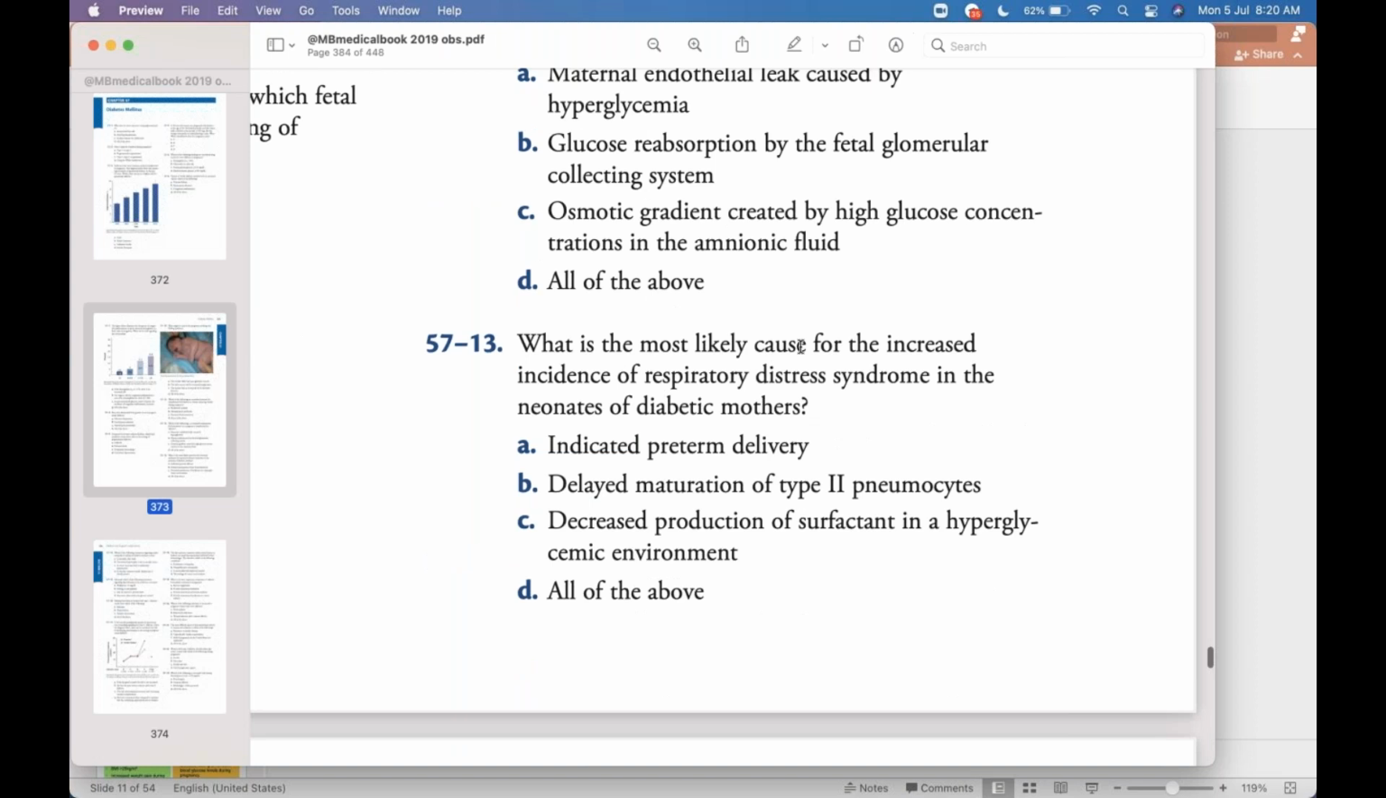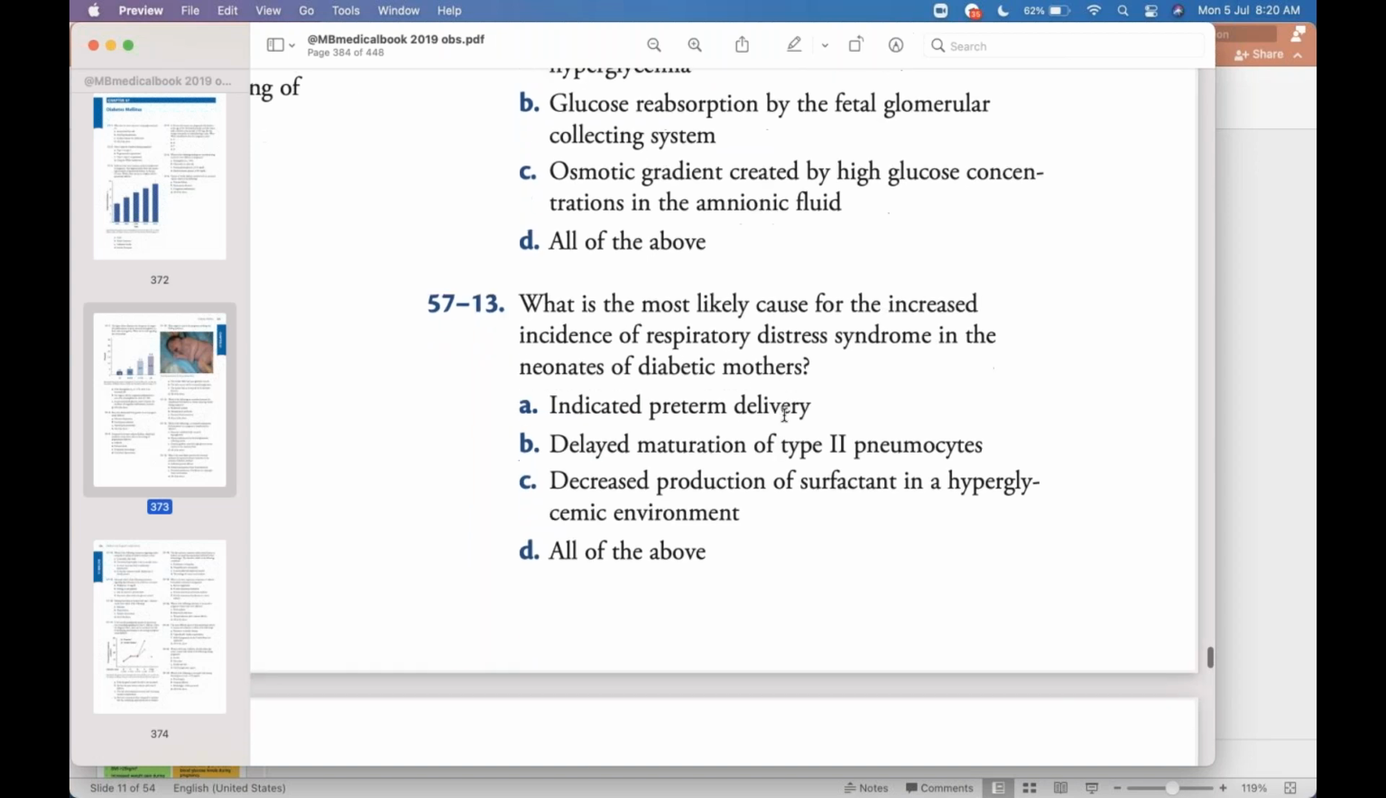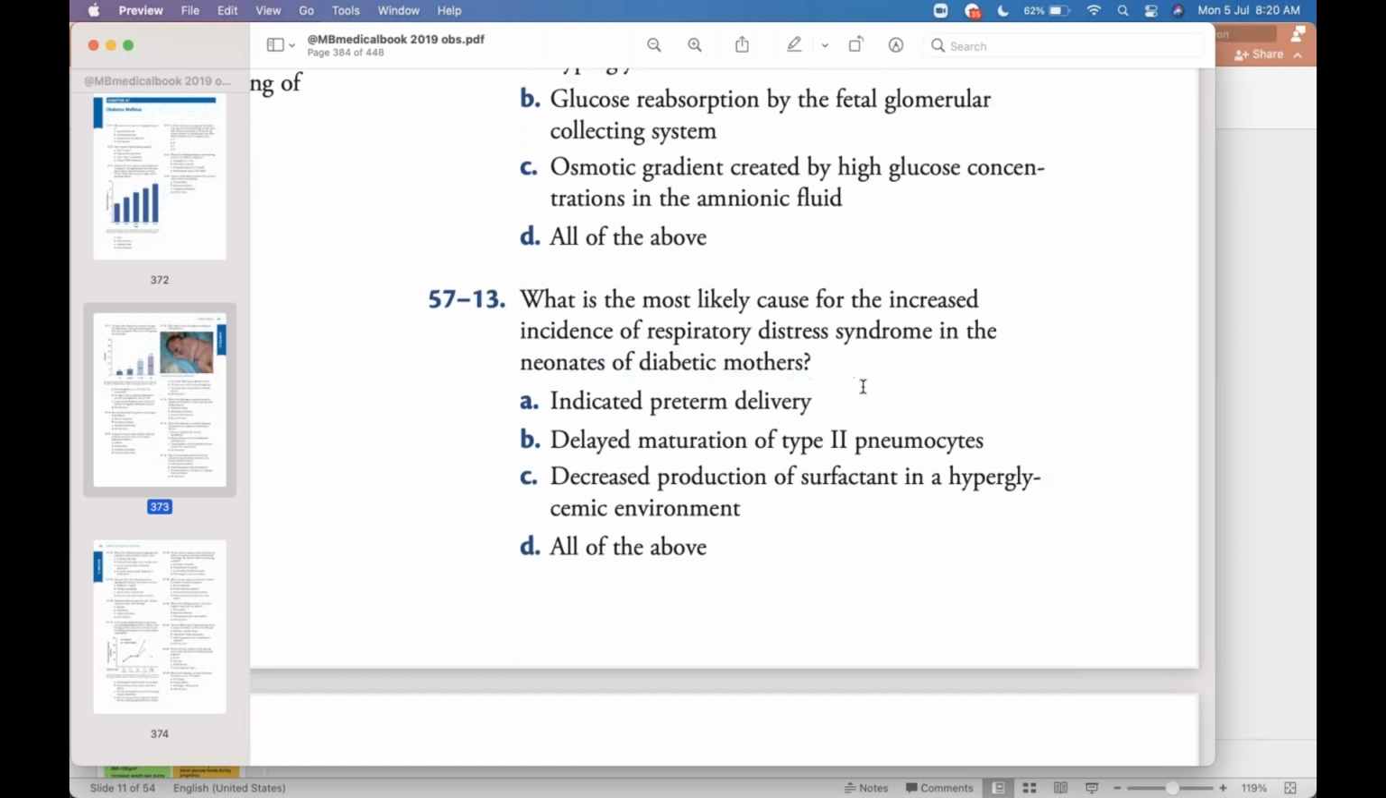And what is the most likely cause for increased incidence of respiratory distress syndrome in the neonates of diabetic mothers? Can anybody tell me? They are asking you the most likely cause. So there are responsible factors, no doubt, but the most important is indicated preterm delivery. Once we go to the management, we will understand that in the majority of cases we have to deliver the baby, and that is why.